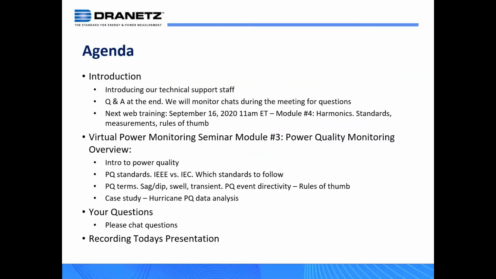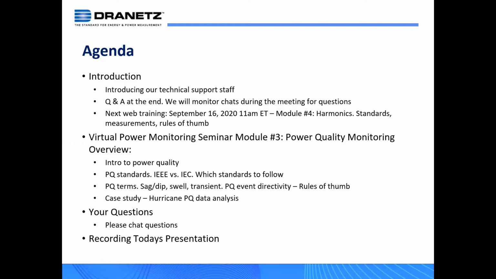As mentioned before, we've had several other modules. Our first module was an introduction to power monitoring, which talked about some of the basics. What is power monitoring? What are wiring concerns? What are transducer concerns? Things like that.